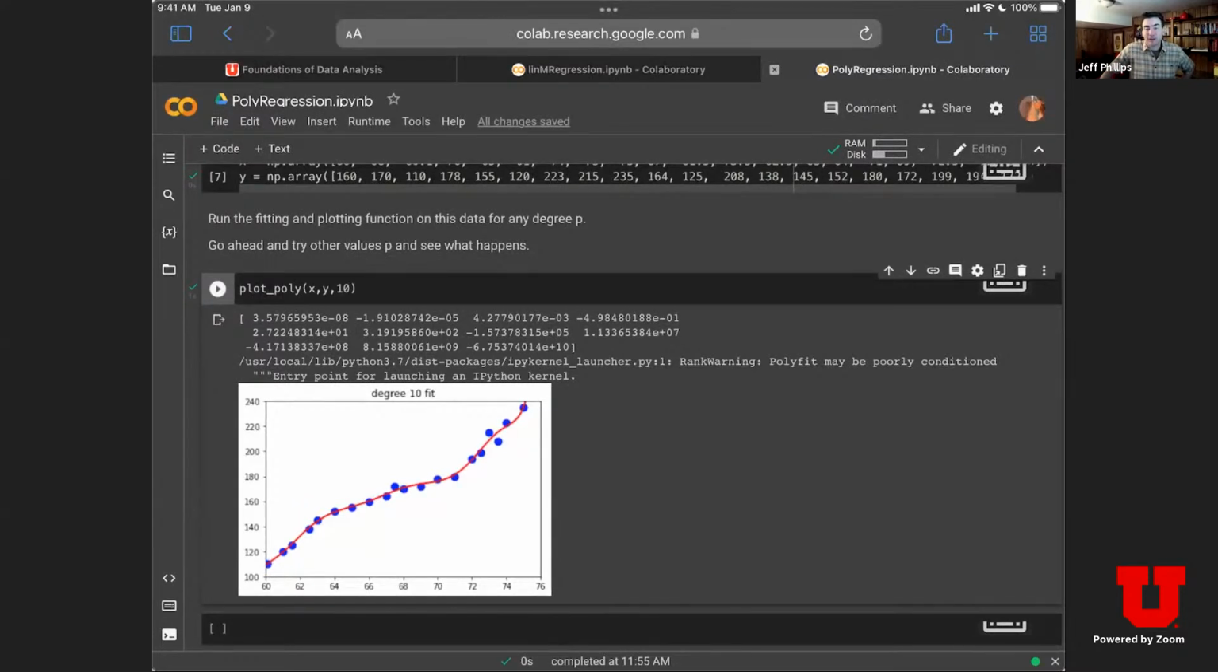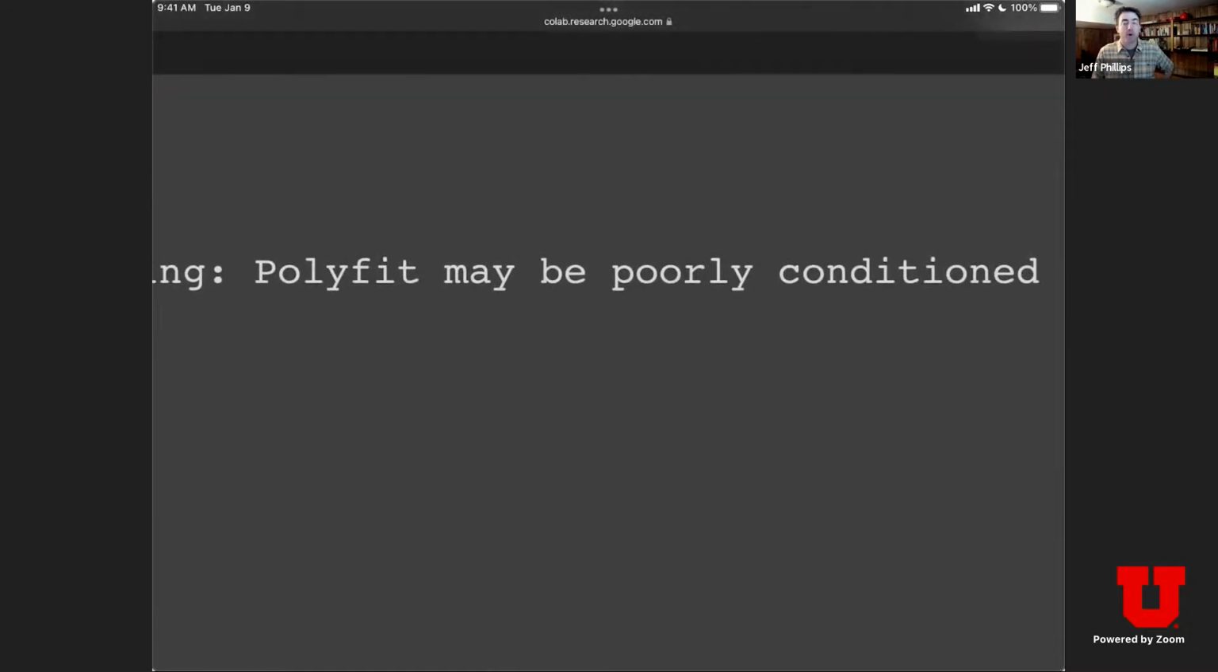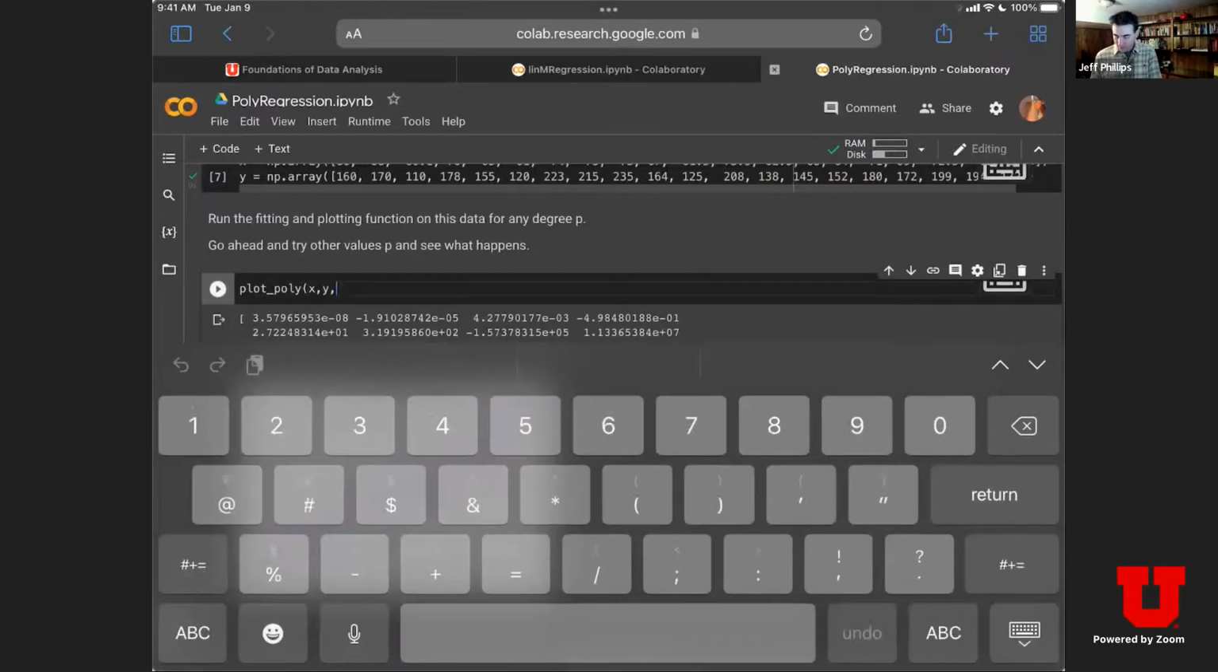It says polyfit is poorly conditioned. Poorly conditioned means that when I tried to take the matrix inverse, the matrix was pretty close to not being invertible. We'll see the solution involves a matrix inverse again, and it's giving me a warning that something might be going wrong here. Let's see what happens if I do 20.